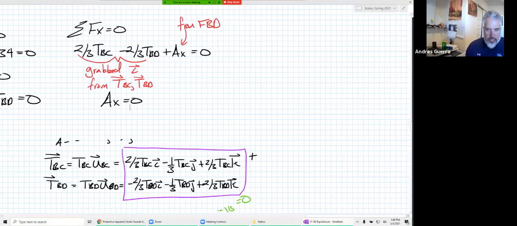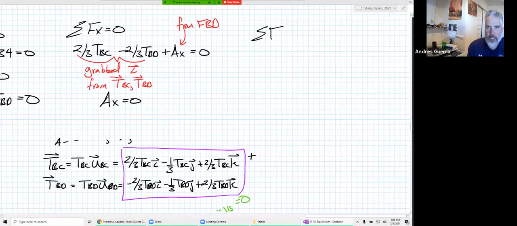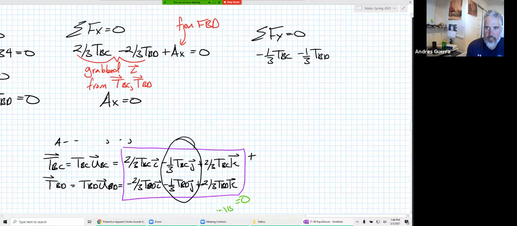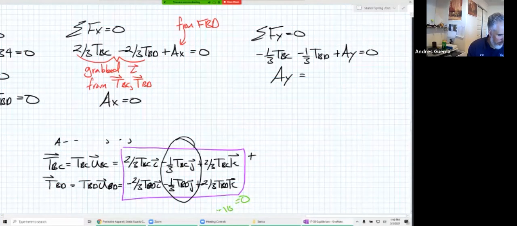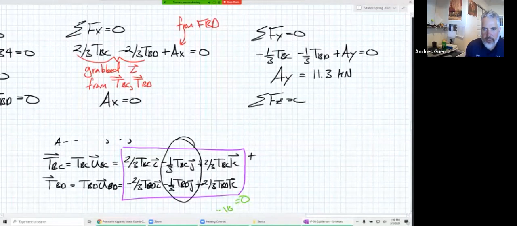Now we can move on and we can do the sum of forces in the y is equal to 0. Well, let's grab the j components. So it's a minus 1/3 TBC minus a 1/3 TBD. Again, I'm grabbing the j's from these vectors that we had previously written. And then from the FBD, we're going to have a plus Ay equal to 0. So we got to look back at our FBD, make sure we're not missing anything. In this case, Ay is going to be equal to 11.3 kilonewtons.